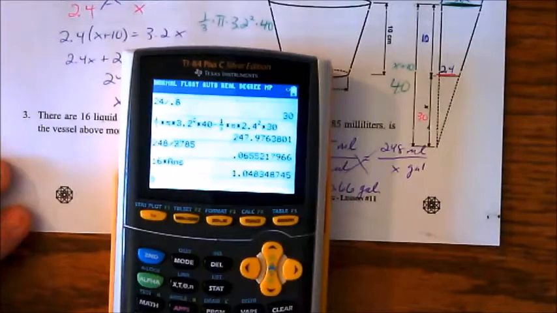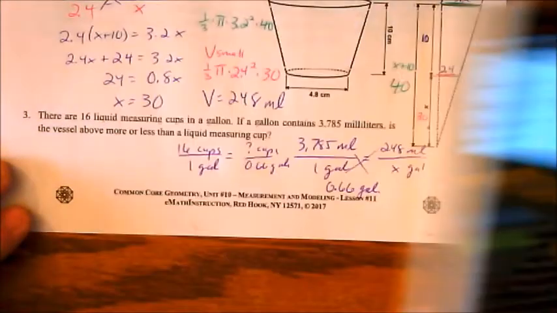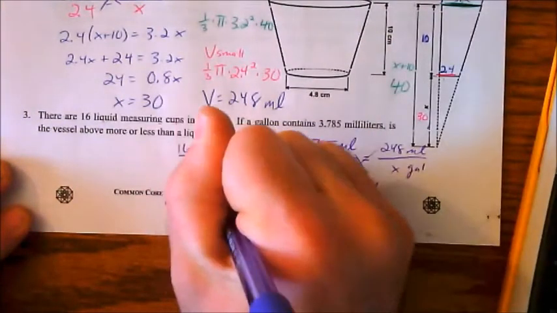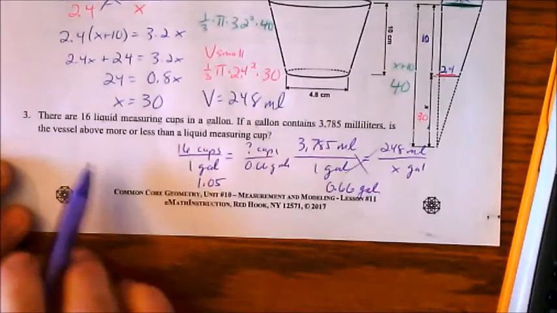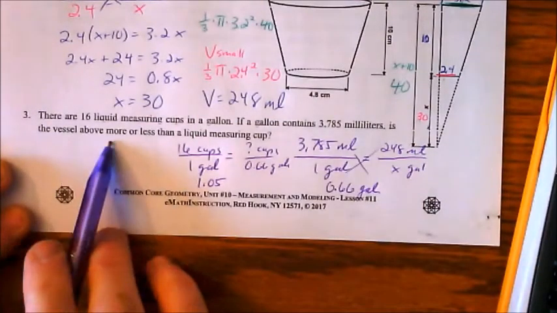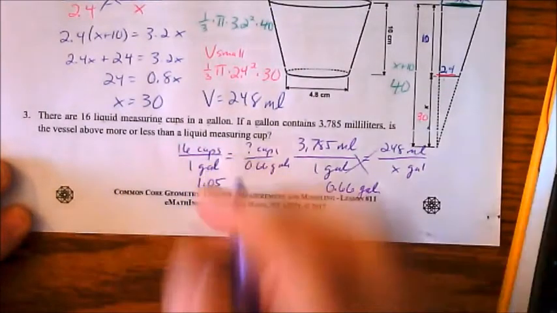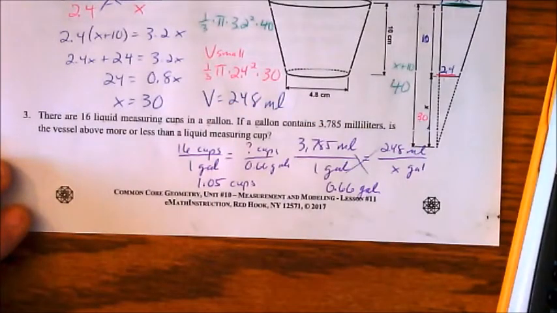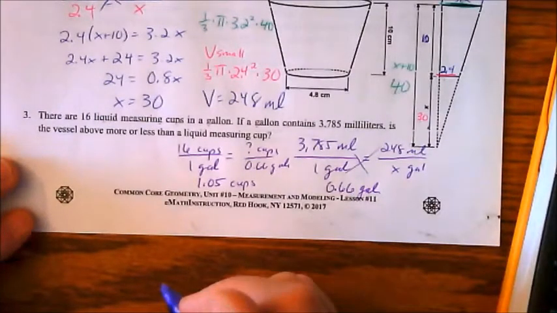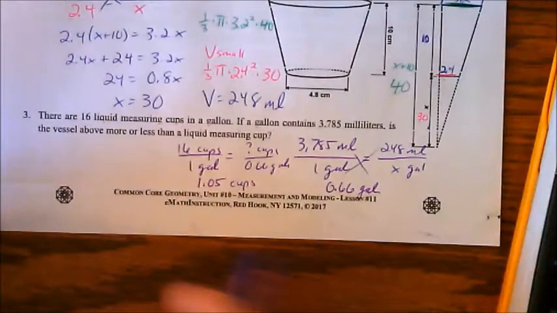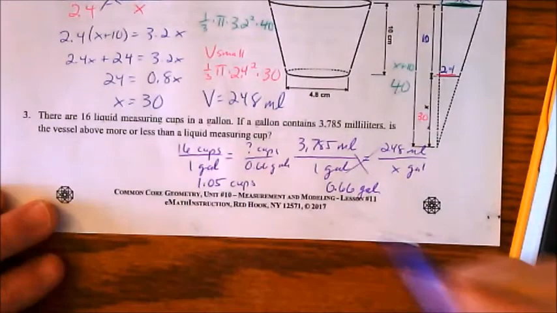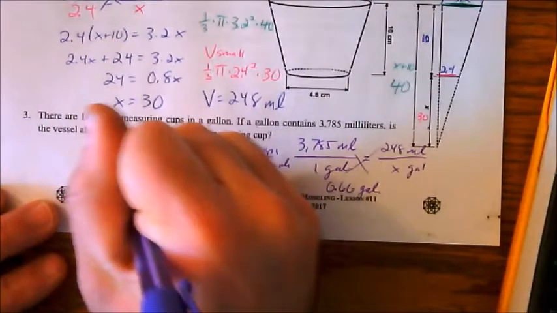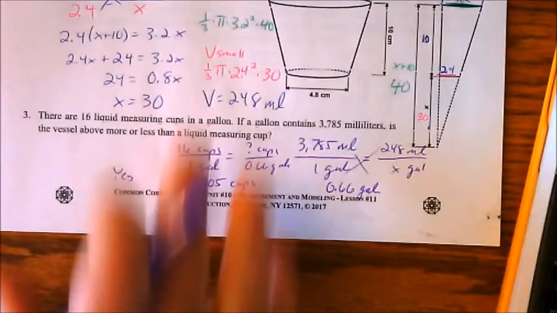So what I would maybe do is first figure out, well, how many gallons do we have? So we don't even have a full gallon. So 3,785 milliliters in 1 gallon. And we have 248 milliliters. So how many gallons is that? So cross multiply. I'm going to have to do 248 divided by 3,785. So about 0.066 gallons.